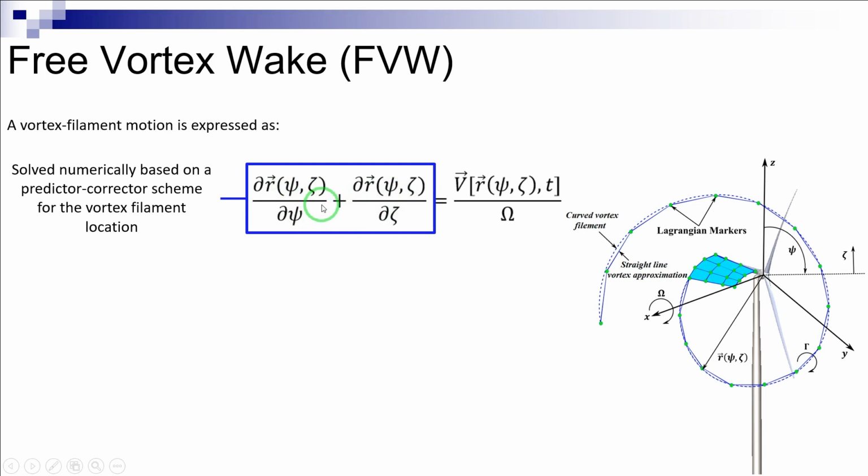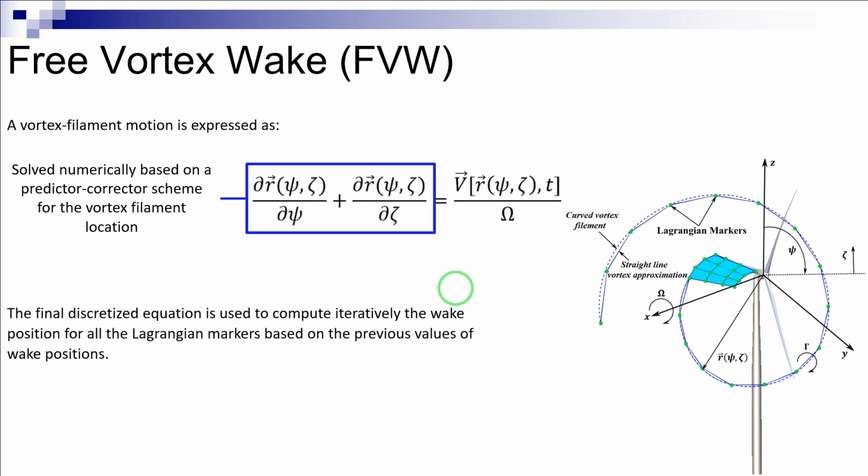For instance, in the OpenFAST code, the first term on the left hand side is discretized using a two-step backwards scheme, while the second term is approximated by central differencing. Additionally, the right hand side is approximated by computing the average value of the velocities surrounding the point about which the Taylor series expansion is applied. The final discretized equation, which is referred to as a predictor and corrector equation, is used to compute iteratively the wake position for all the Lagrangian markers based on the previous values of wake positions.